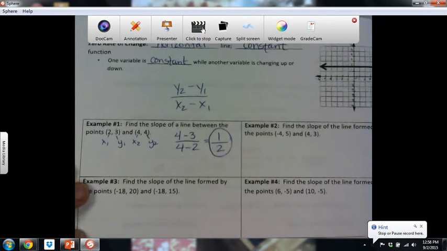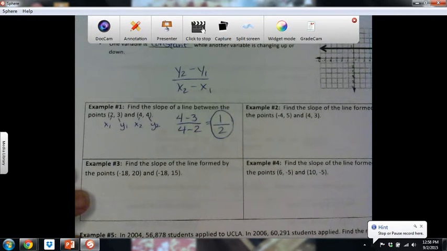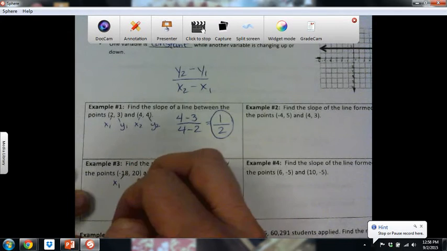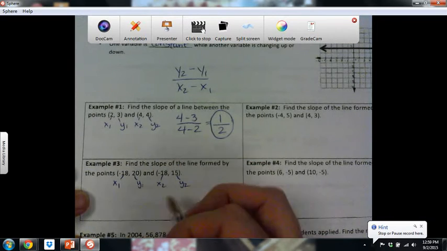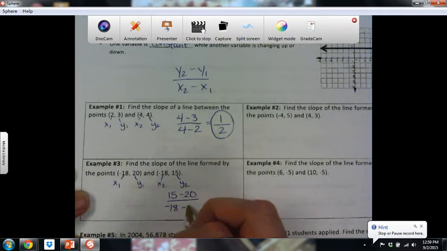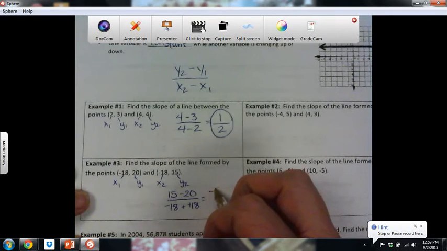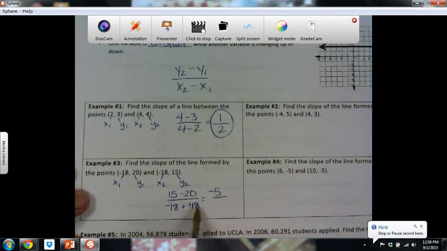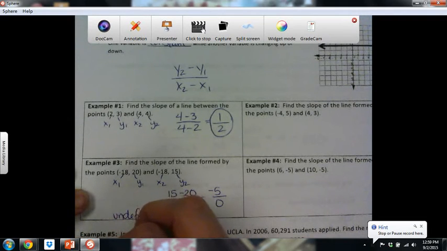There are several of these that you can do on your own, but let's skip to number 3, please. So number 3, I'm going to mark my information again. x1, y1, x2, y2. And I'm going to say 15 minus 20 over negative 18 minus negative 18. Well, anytime I have minus a negative, I can change it to adding a positive. And so 15 minus 20 is negative 5. And negative 18 plus 18 is 0. You cannot divide a number by 0, so in this case you would say that your slope is undefined.